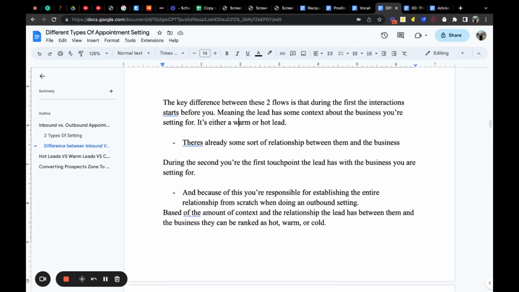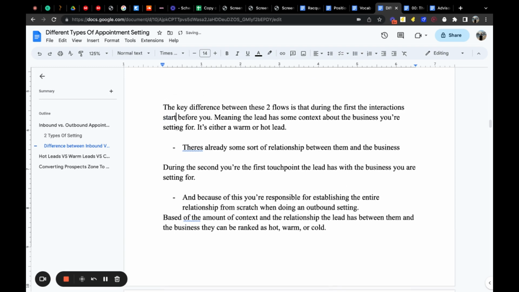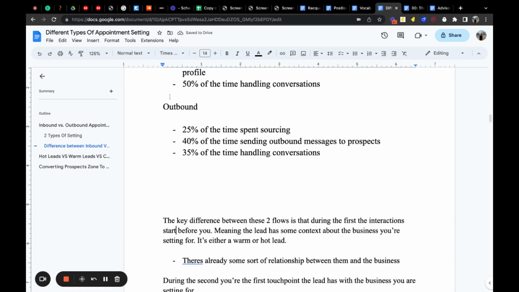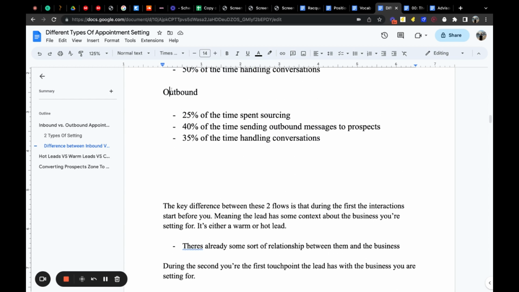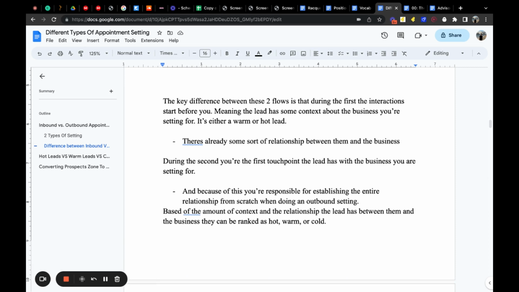So the key difference between these two flows is that during the first, inbound setting, the interaction starts before you. The lead or the prospect has some context about the business you're appointment setting for. It's either a warm or hot lead. There's already some sort of relationship between them and the business. During the second, outbound setting, you're the first touch point the lead has with the business you're setting for. Because of this, you're responsible for establishing the entire relationship from scratch.